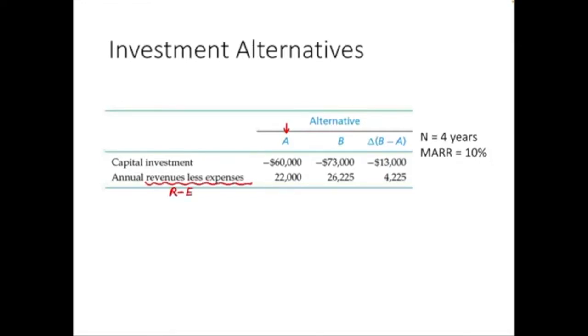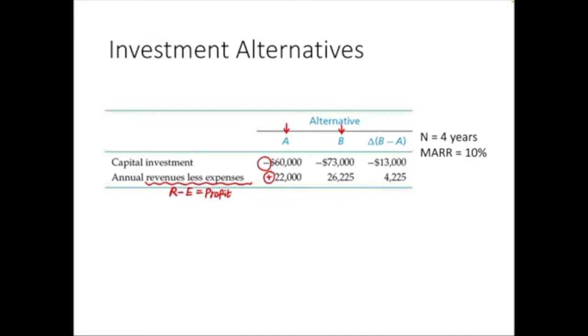So revenue minus expenses, that will be your profit. So your annual profit will be 22,000. And you see the negative sign, which means it's an expense, okay? And the positive sign, which means it's a saving, okay? So this is what we call the investment alternative, because it requires some initial investment, and it gives you positive cash flows. And alternative B is similar, but the initial capital investment is different.